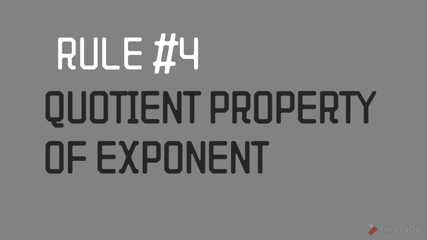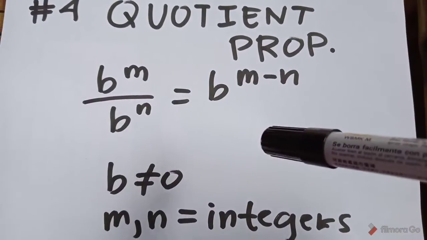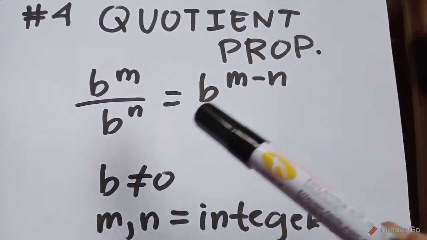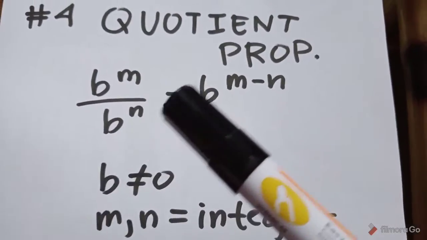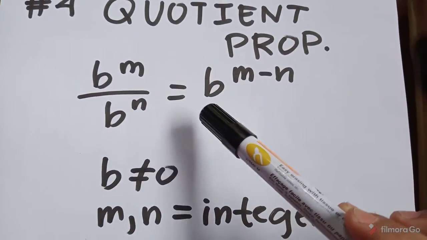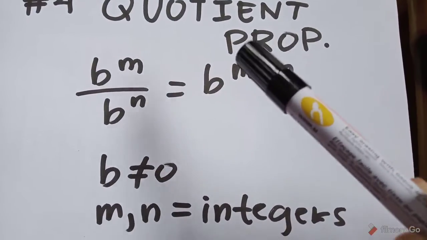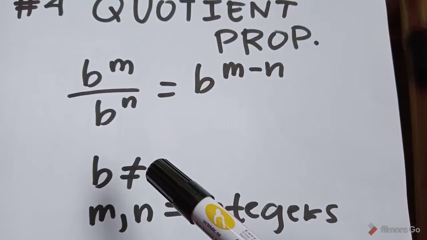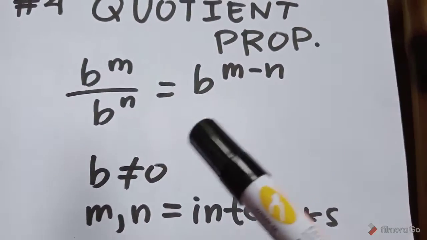Okay, rule number 4, the quotient property of exponents. When dividing exponential expressions with a common base, you just need to copy the common base and subtract the top exponent by the bottom exponent. The assumptions here are b is not equal to 0 and m and n are integers.